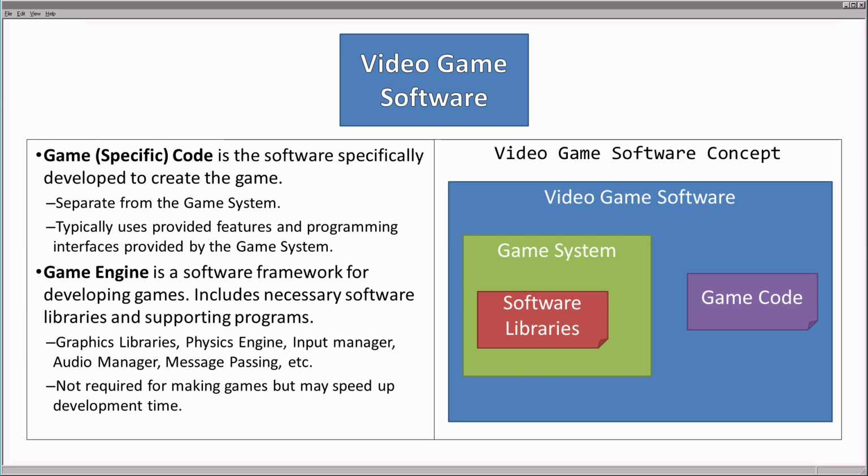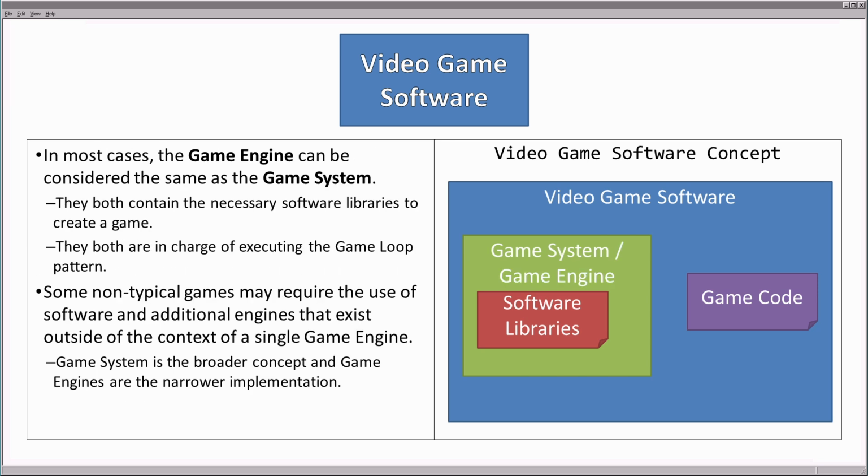This again is separate from the game system and the game engine, and it typically uses features and programming interfaces that are provided by the game system or game engine. A game engine is a software framework for developing games. This includes necessary software libraries and supporting systems. Commonly, it contains the graphics libraries, physics engine, input managers, audio managers, and message passing capabilities. Game engines are not required for making games, but they do speed up development time.